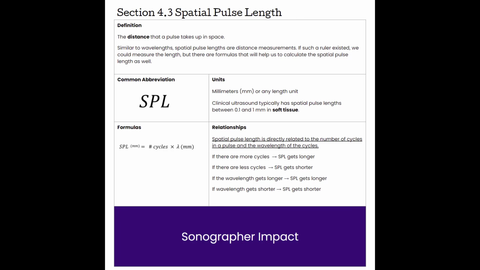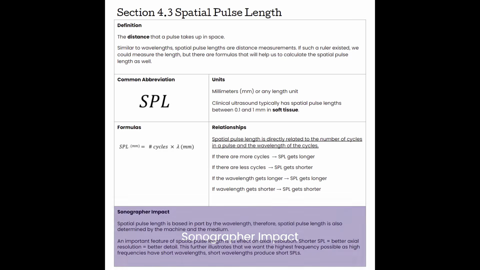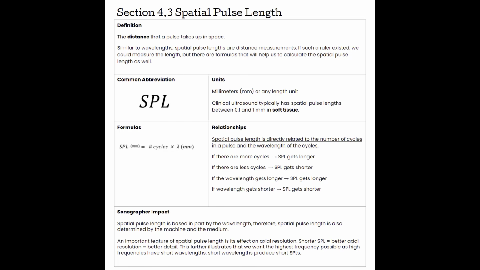If there are more cycles, the SPL will get longer. If there are less cycles, it'll get shorter. And if the wavelength is longer, then the SPL will get longer. And if the wavelength is shorter, the SPL also gets shorter. Now, because spatial pulse length is so closely related to wavelength, and wavelength is determined by the machine and the medium, so is spatial pulse length.